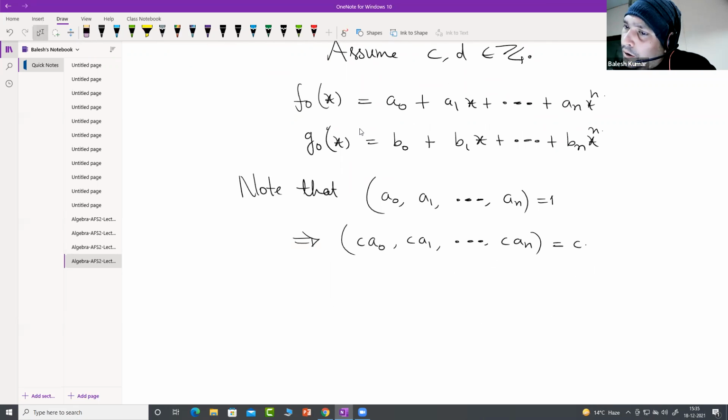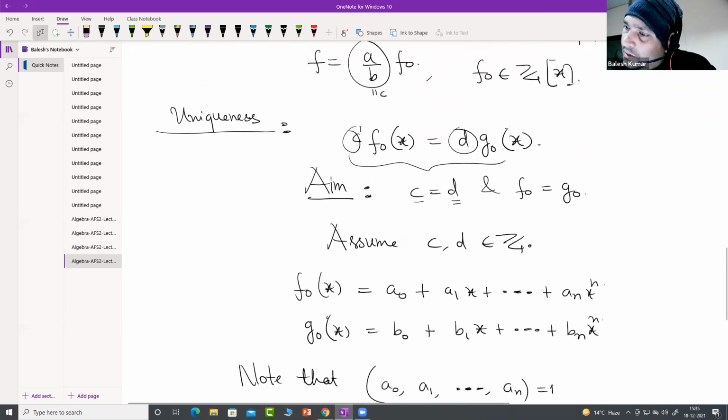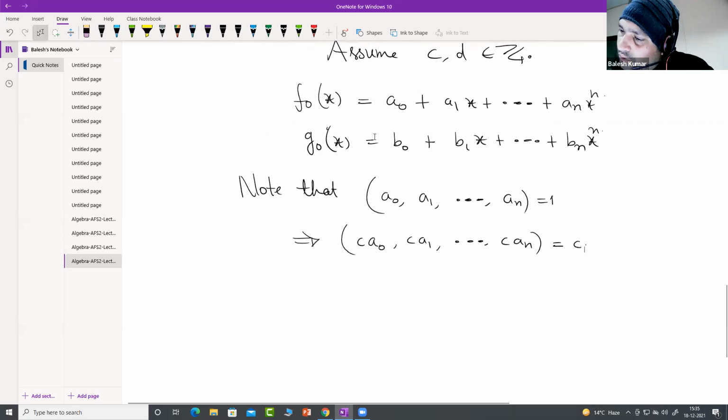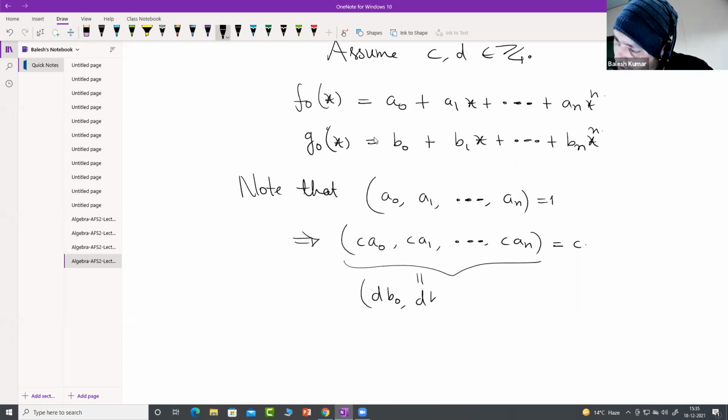Now note that we have assumed that c times f0 is equal to d times g0. So they are equal coefficient-wise, that means c a0 is equal to d b0. This will imply that the GCD of d b0, d b1, and so on, d bn is equal to d. Since coefficient-wise they are equal, their GCD has to be equal.